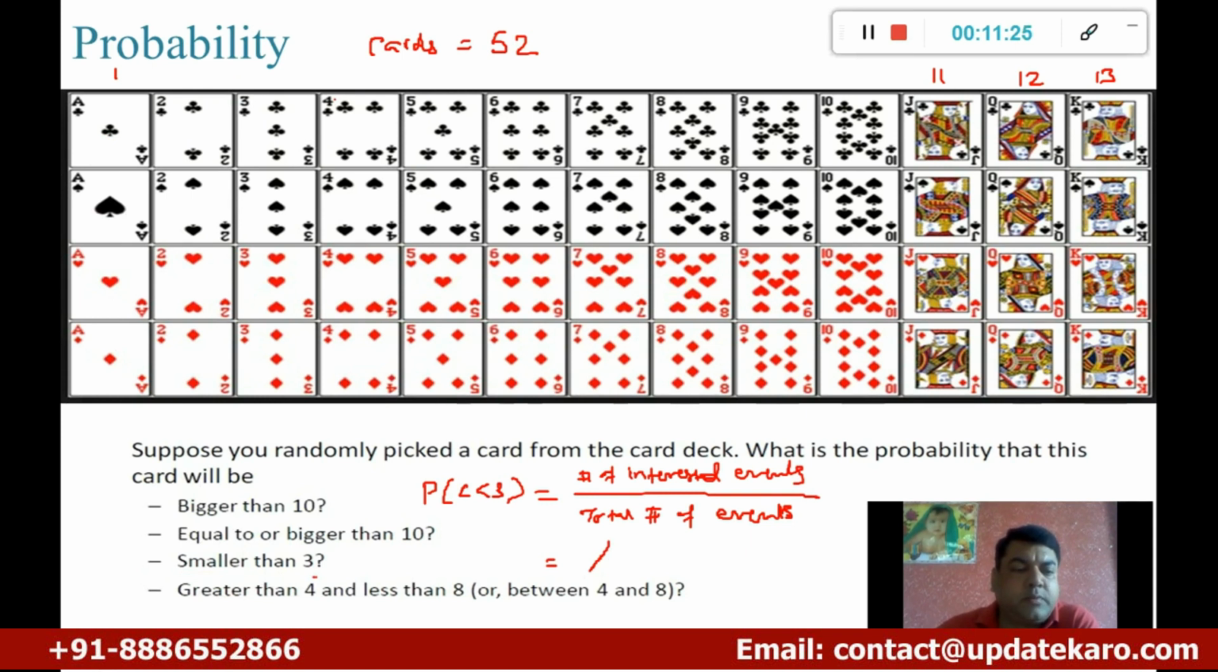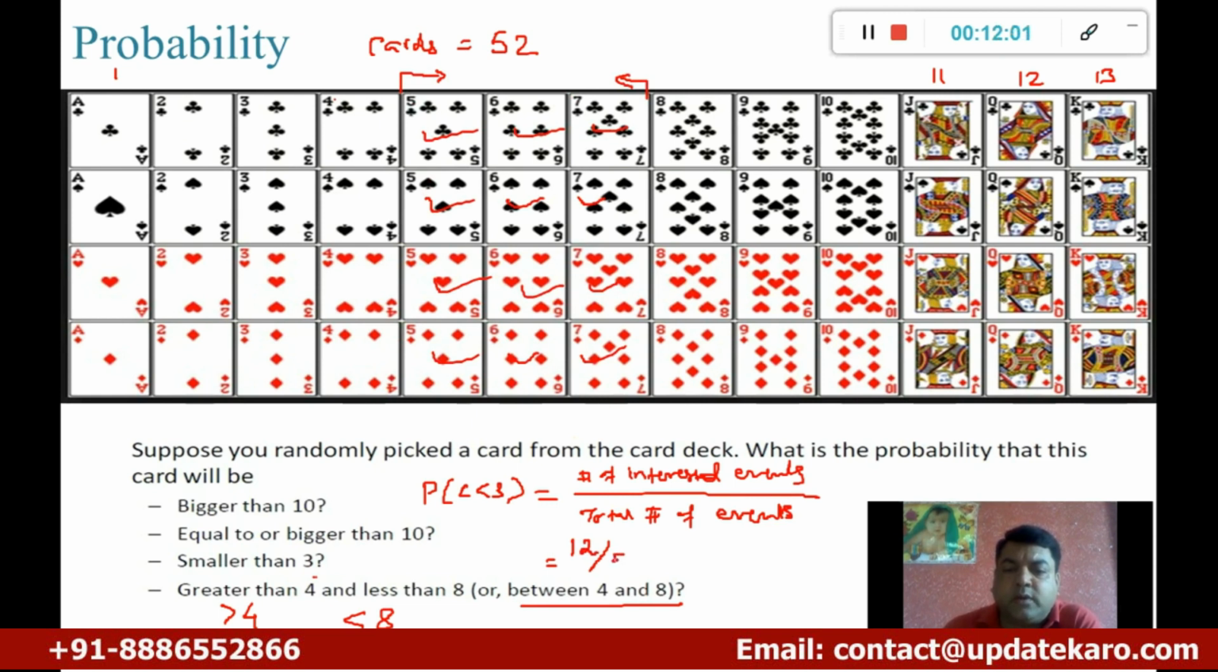So what is the probability that that card will be greater than 4 or less than 8, or between 4 and 8, right? Which means I am interested in these number of events, right? So this is 1, 2, 3, 4, 5, 6, 7, 8, 9, 10, 11, 12. So number of interested event becomes 12 over here.